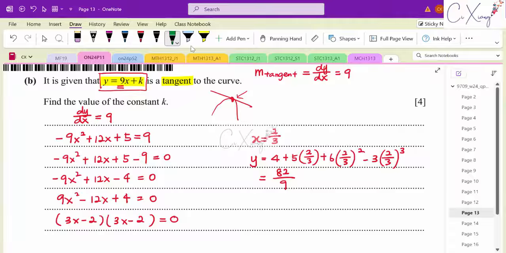Alright? Then I will substitute it. So y is 82 over 9 equals 9x. So 9 times 2 over 3 plus k. So from here, just try to simplify a little bit. By right, your k should be 28 over 9. Okay, so this is how we get the value of k in this equation of tangent.